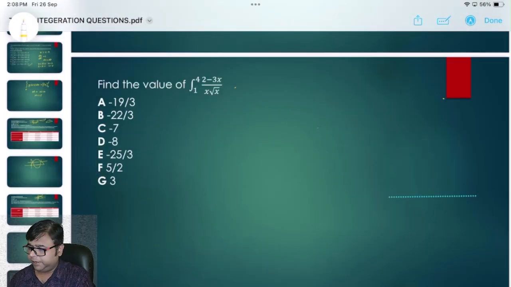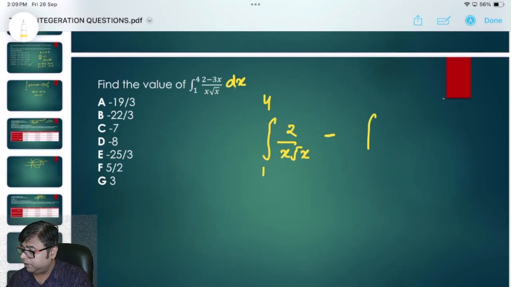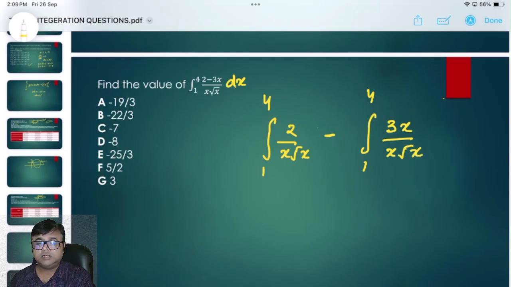This is a normal integration using property. As in indefinite integration, or in normal integration, I told you if we have summation or difference of two integrands, we can separate them. So I will apply the properties. It will give me integral from 1 to 4 of 2 upon x root x minus integral from 1 to 4 of 3x upon x root x. Right. So this is what I have got.